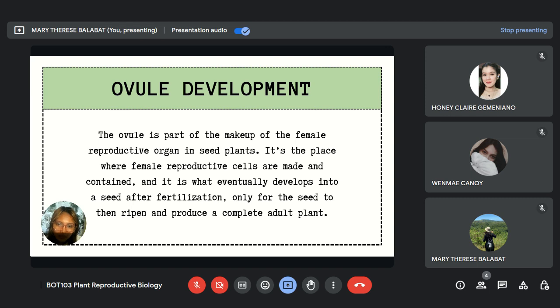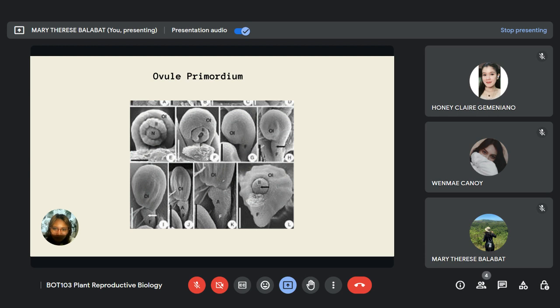Covered also by plant embryology is the ovule development. The ovule is part of the makeup of the female reproductive organ in seed plants. It's the place where female reproductive cells are made and contained, and it is what eventually develops into seed after fertilization, only for the seed to ripen and produce a complete adult plant. Shown in the illustration is the ovule primordium. So the ovule begins as a small bump on the inner surface of the carpel.